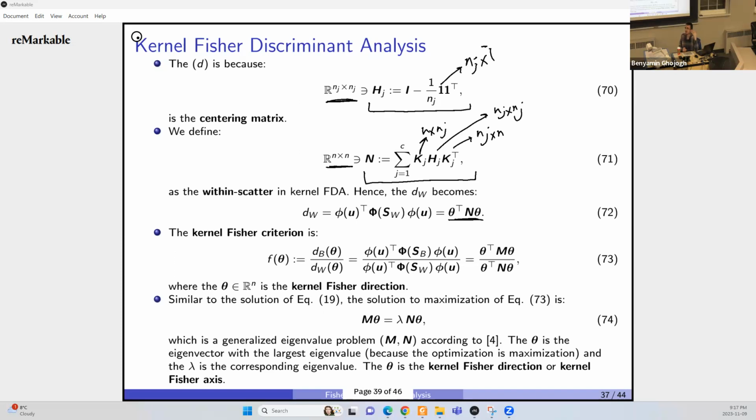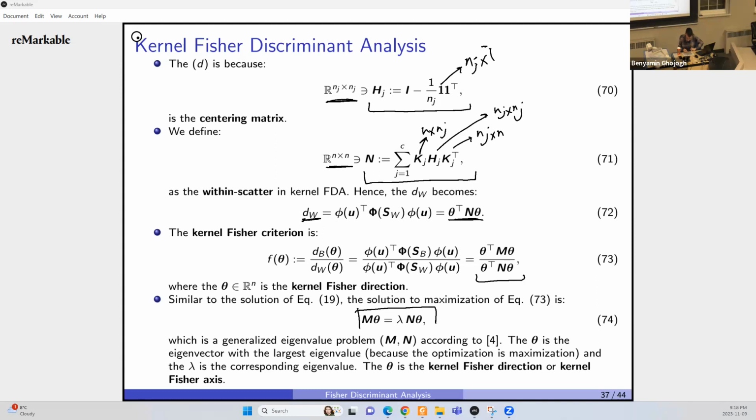Then it becomes this. As a result, dw becomes theta transpose N theta. Then the Fisher criterion becomes theta transpose M theta over theta transpose N theta. So we maximize this. This is a generalized Rayleigh-Ritz quotient. Agreed? So we can say maximize the numerator where the denominator equals some constant. Take the Lagrangian, take the derivative of the Lagrangian with respect to theta. This time theta is n-dimensional, not d-dimensional.